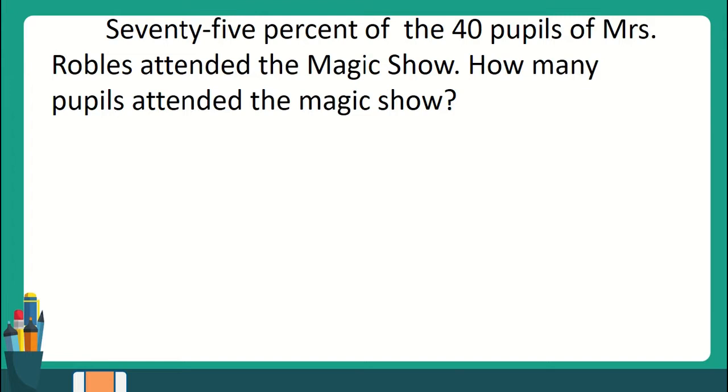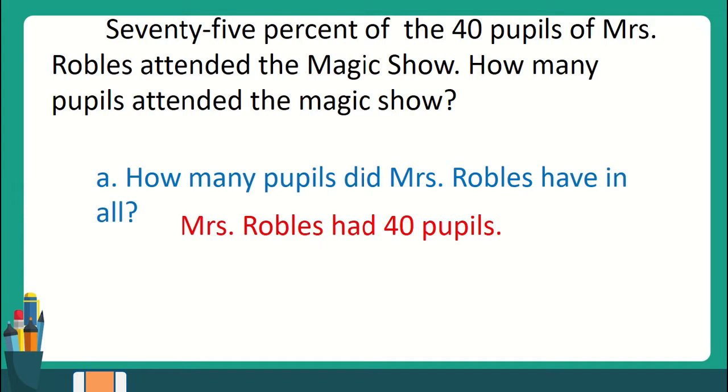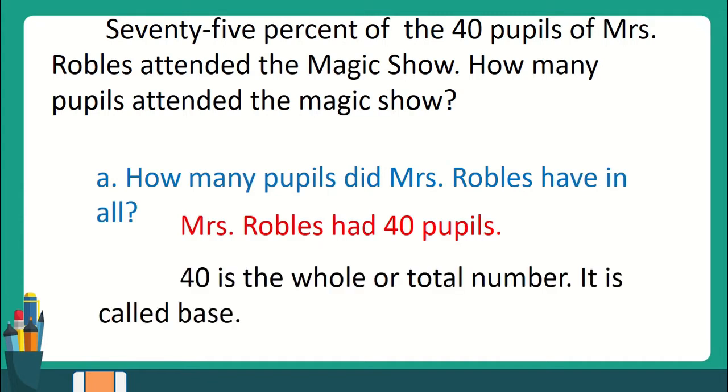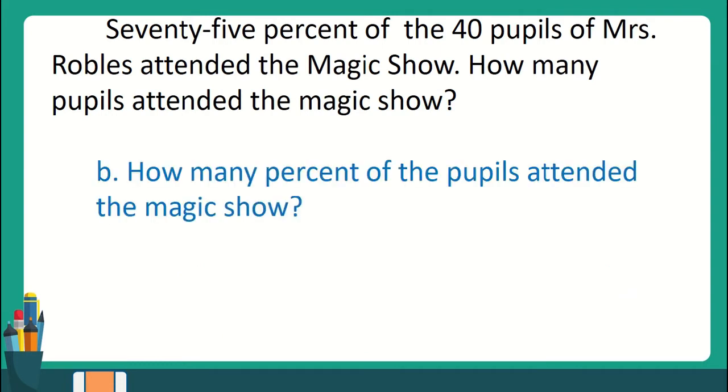Let's see. How many pupils did Mrs. Robles have in all? Mrs. Robles had 40 pupils. 40 is the whole or total number of pupils that Mrs. Robles have. It is called the base. How many percent of the pupils attended the magic show?